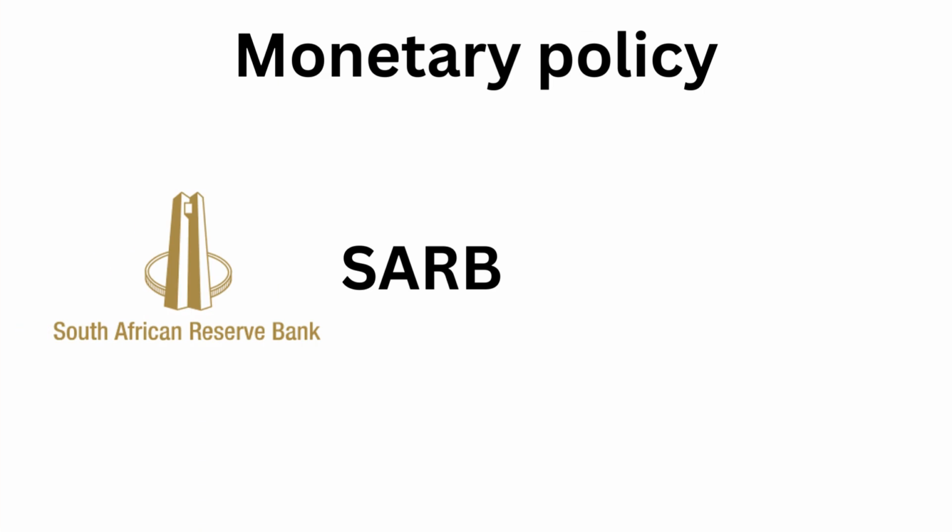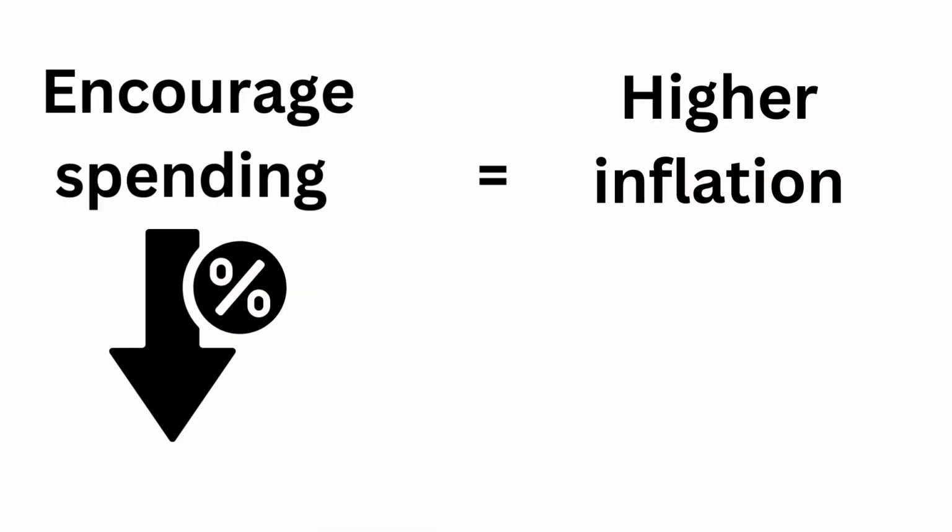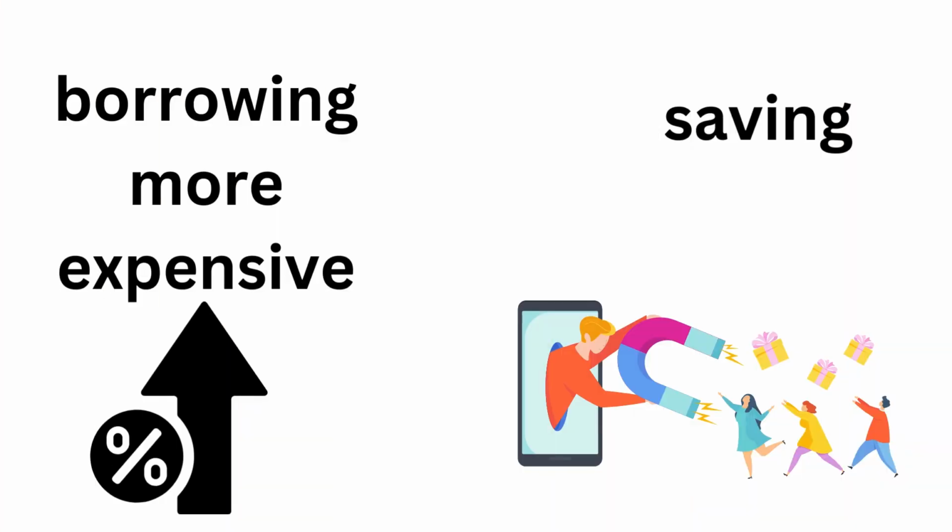Monetary policy. To control inflation, the South African Reserve Bank, SARB, uses monetary policy, which involves adjusting interest rates. Lower rates encourage borrowing and spending, but can lead to higher inflation. Higher rates do the opposite. They make borrowing more expensive and saving more attractive, slowing down inflation.